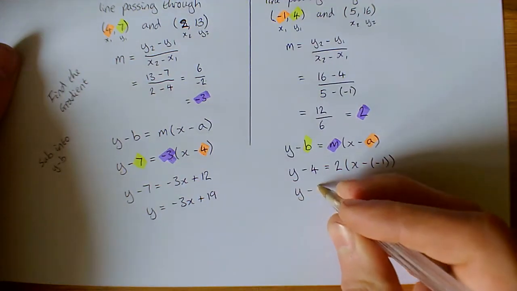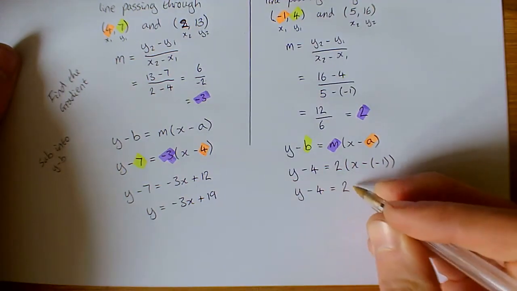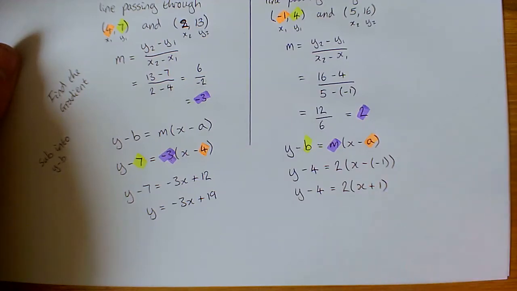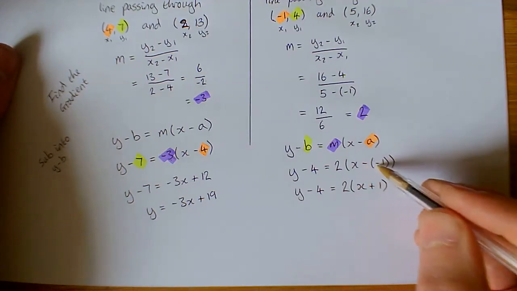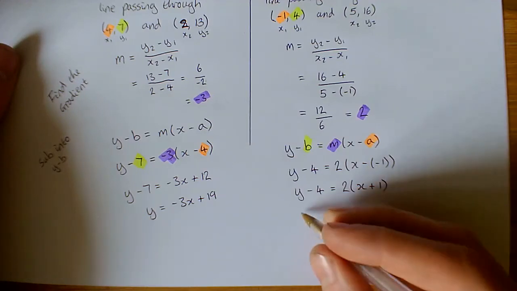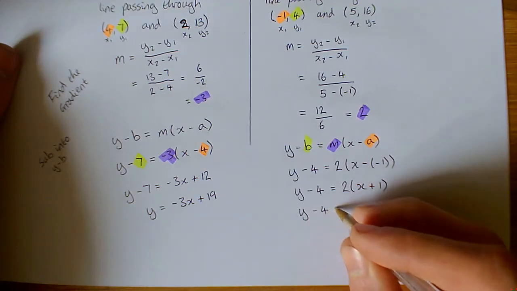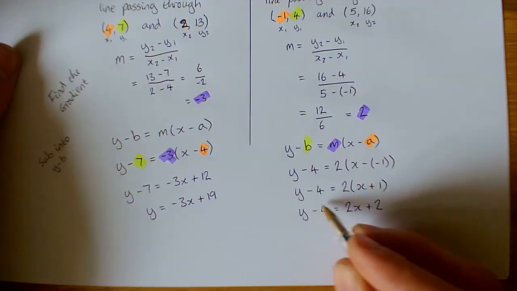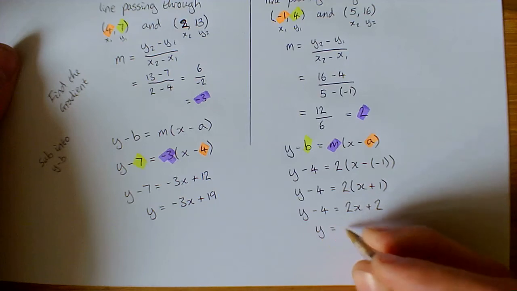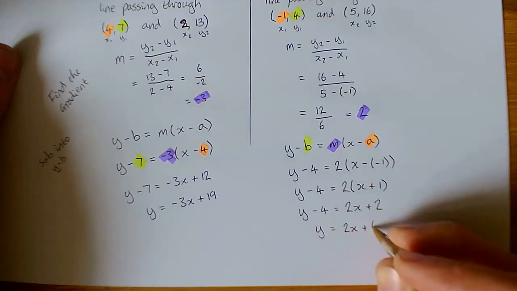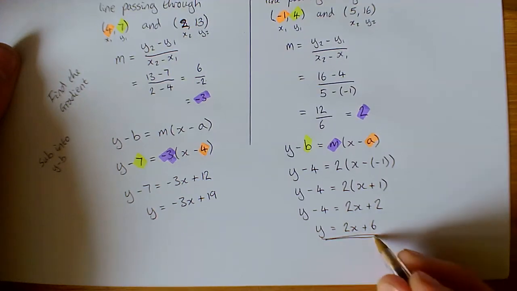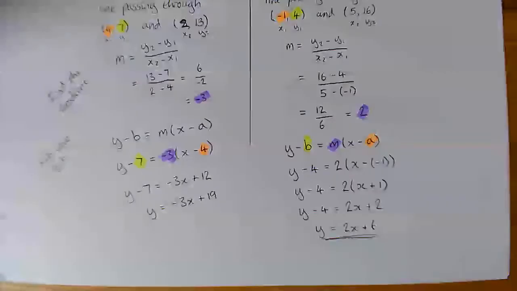Let's rearrange. So y minus 4 equals 2. And as I said earlier on in doing these examples, just do one thing at a time. Keep your head straight. So minus minus is a plus. Then expand our brackets. Then try and move this across by adding 4 to both sides. And there's our final answer, and we're done. So that gets us our line equation.